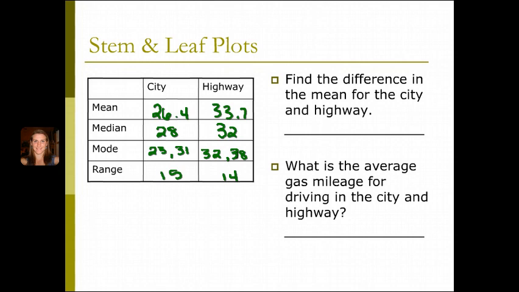Okay, so the first question wants us to find the difference in the mean for the city and the highway. What does difference mean? Difference means subtraction. So we are subtracting our highest number, which is the highway, minus our city, and that is going to give us a difference of 7.3 miles per gallon.